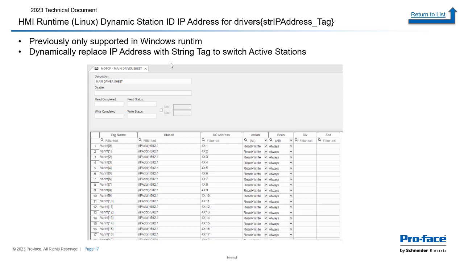The next one, moving on, and you can see it in one of the examples, is that in the HMI runtime now, you can have a dynamic station ID IP address for the drivers, and that's the famous feature where within the brackets you can put a string tag to dynamically change the IP address that you're reading from. This was always supported in Windows. I see I have a typo there. Apologize for that. This has always been supported in Windows, but now it's supported in the HMI runtime. And you can see an example of it here in the main driver sheet.